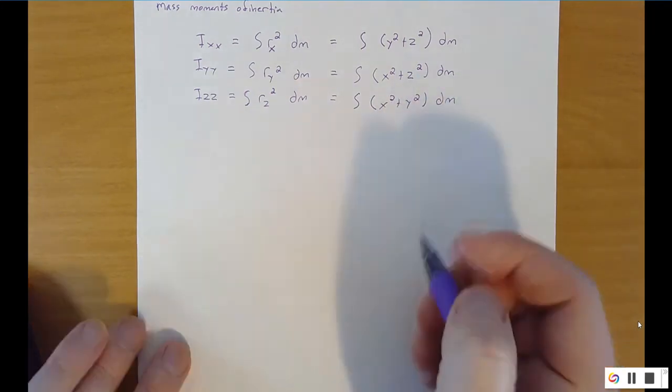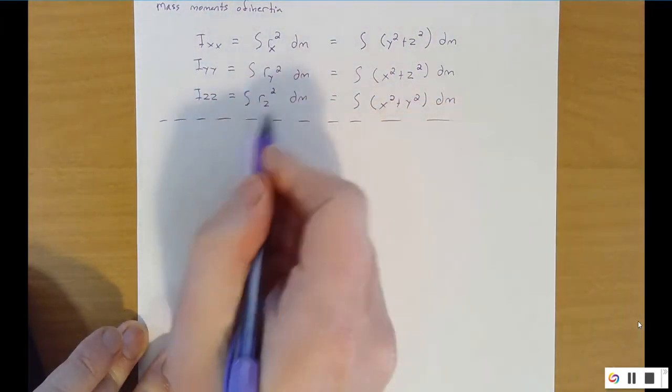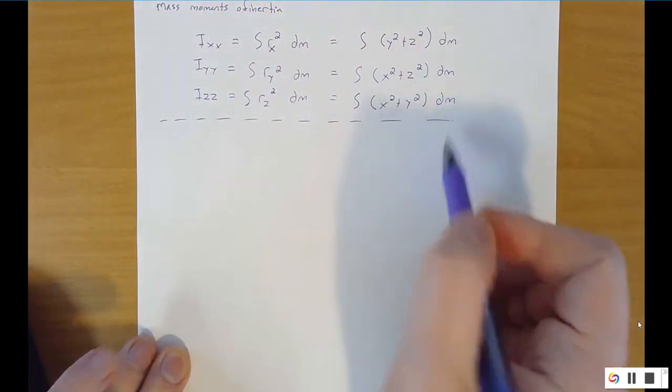So, things that you have basically seen before. I believe in our 2D ones we just did the r squared. We didn't actually expand it out.